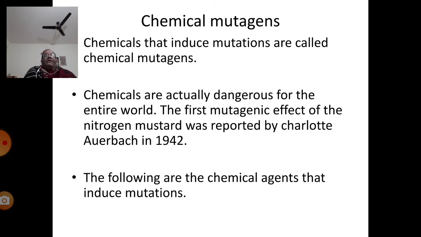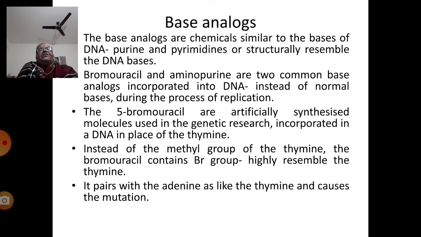Then, after having discussed physical mutagens, we shall talk about chemical mutagens. Chemical mutagens are the chemicals that induce mutations. They are actually dangerous, and the mutagenic effect of nitrogen mustard was reported as early as 1942 by Charlotte Auerbach. And what are the chemical agents that induce mutation?